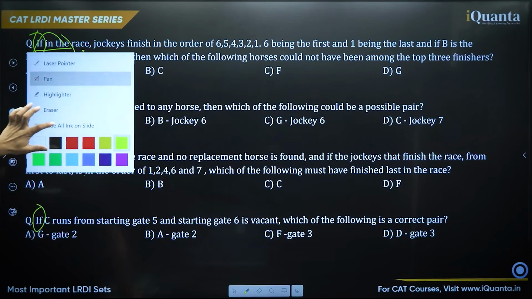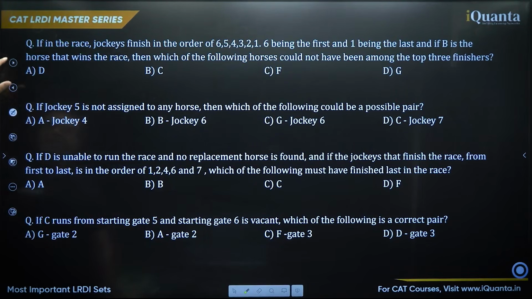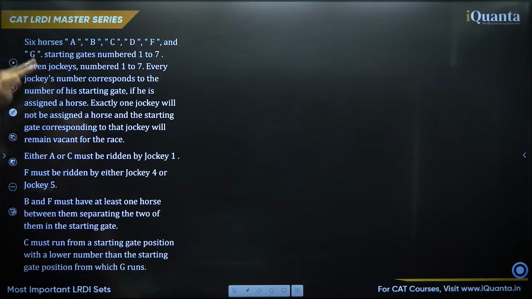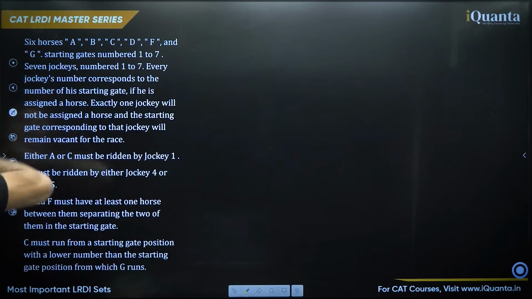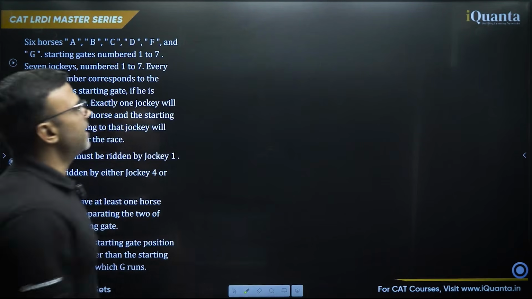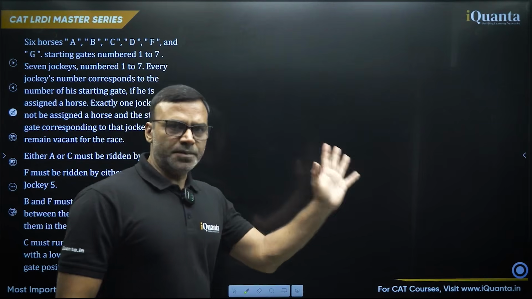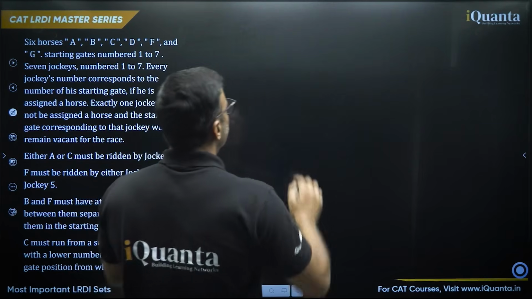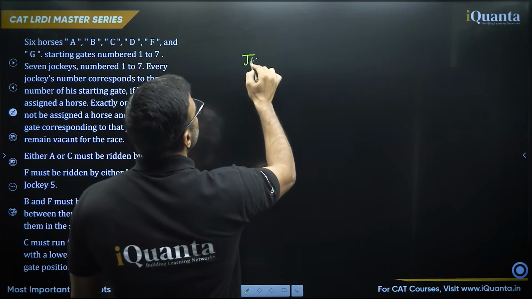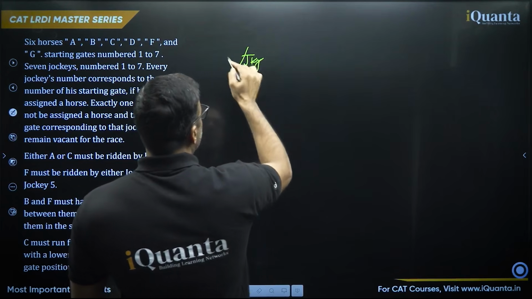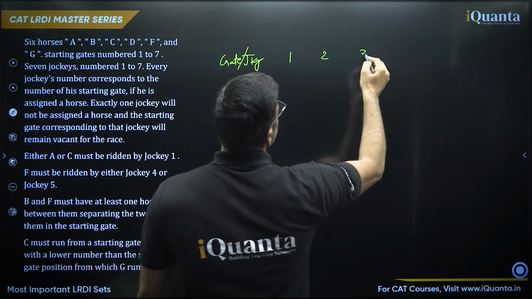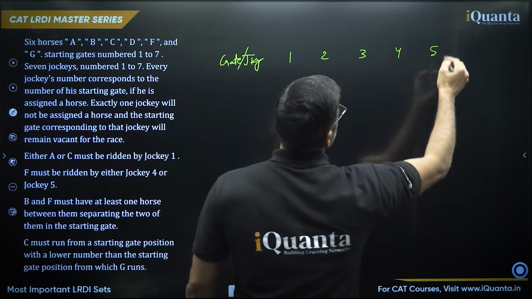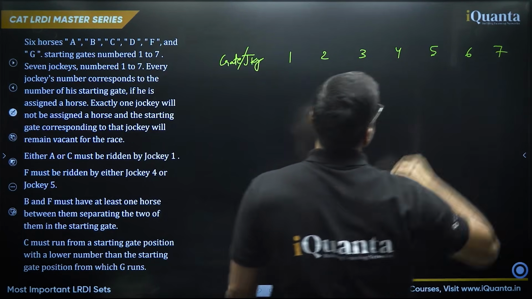Okay, so what I've done is we have taken the information here and we have a little bit of space here. The same information that was given in the beginning I have here. Okay, so let's start doing that. First, whatever we are aware of, put it. So we have jockey or gate, whatever it is the same thing. 1, 2, 3, 4, 5, 6, 7.